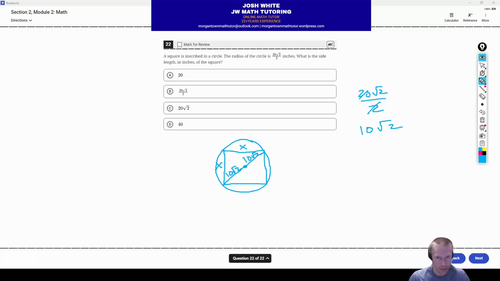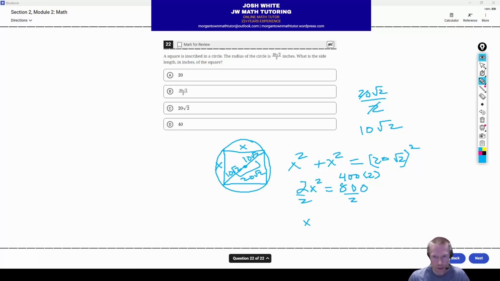And now you could label each side x, because in a square, all sides are the same length. And we could just do Pythagorean theorem. X squared plus x squared equals, notice this whole thing is now just 20 root 2. So 20 root 2 squared. So 2x squared equals, now 20 squared is 400, root 2 squared is just 2, so 2x squared equals 800, then you divide by 2, x squared therefore equals 400, x is going to equal 20. So each side of this square will be 20, and that's it.